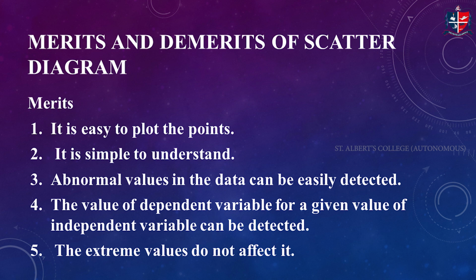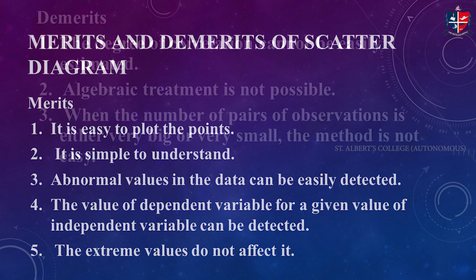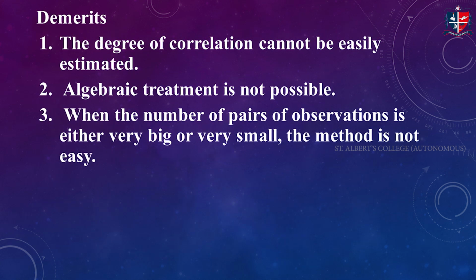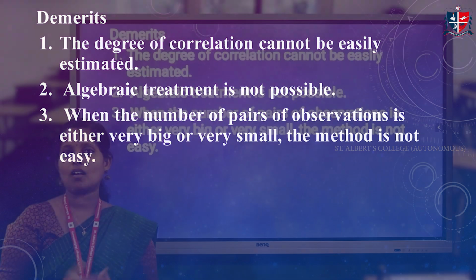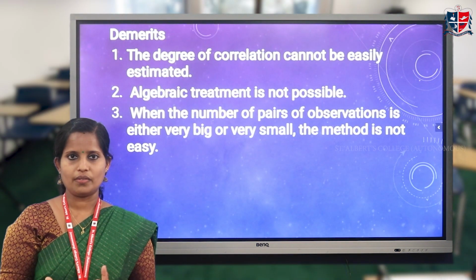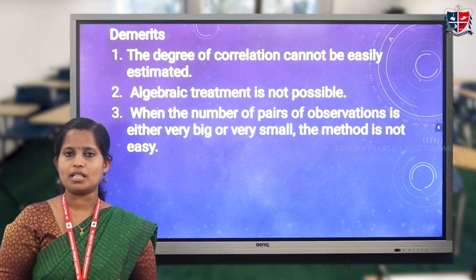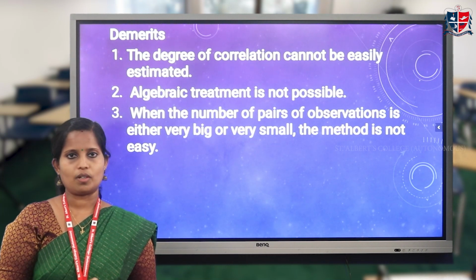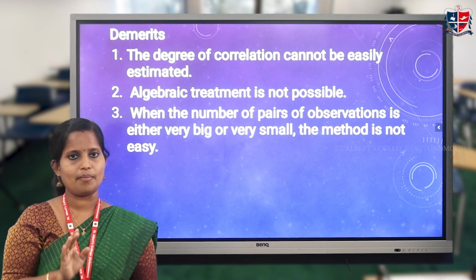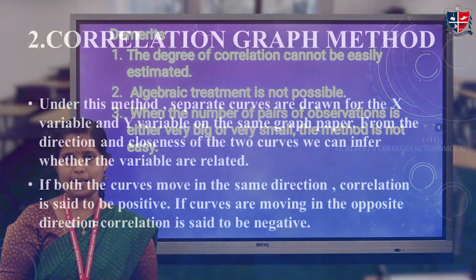So these are some merits of the scatter diagram. The main demerit of the scatter diagram is that it does not measure the quantity of correlation. It just shows whether it is positive, negative, strong, or weak, but if it is correlated, how much it is correlated, that quantity we will not get from the scatter diagram. So that is the major demerit of a scatter diagram.